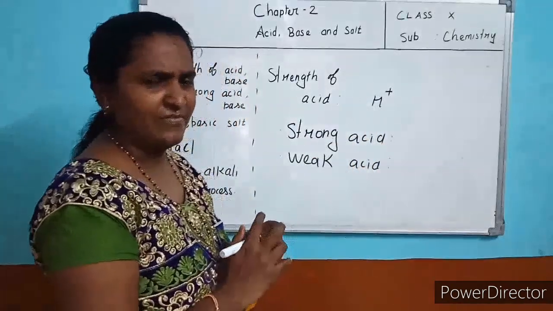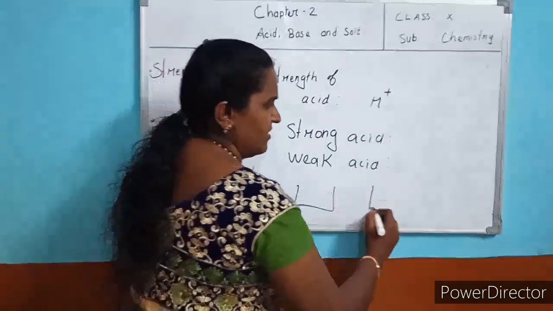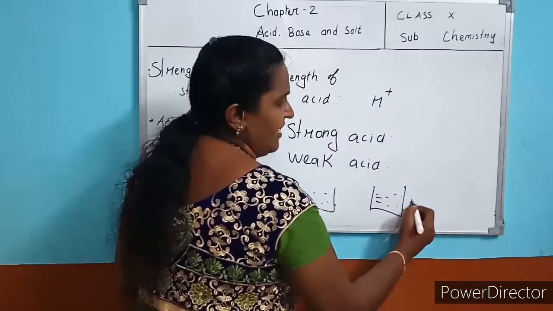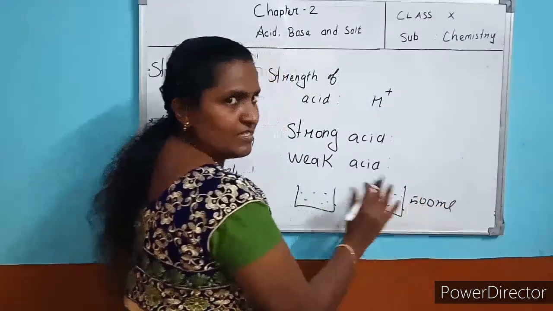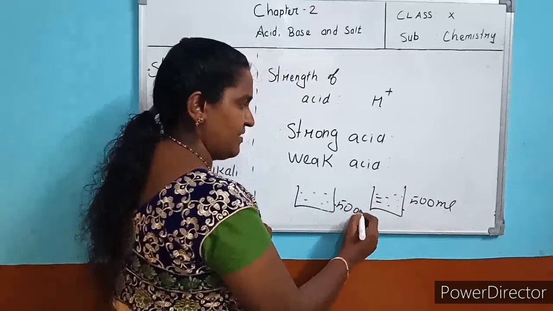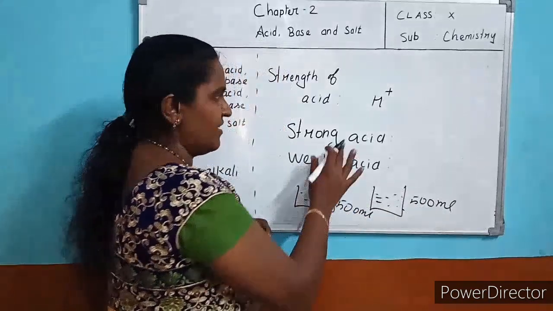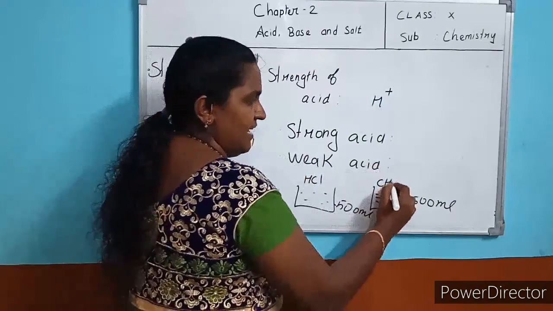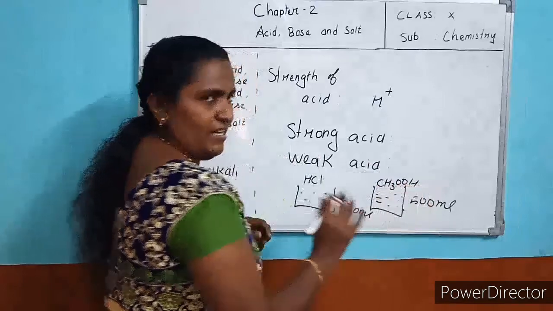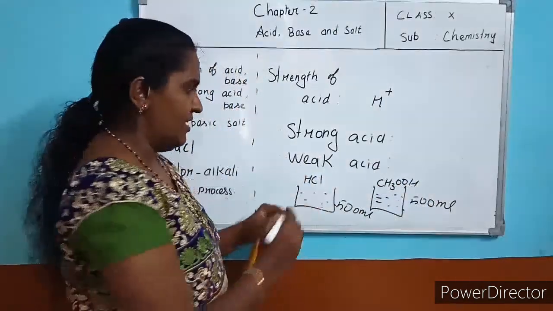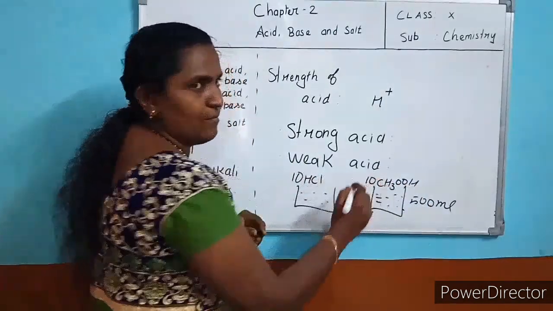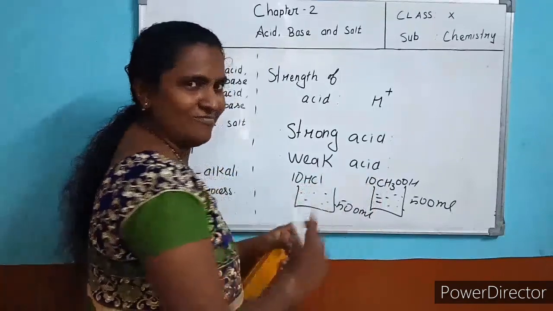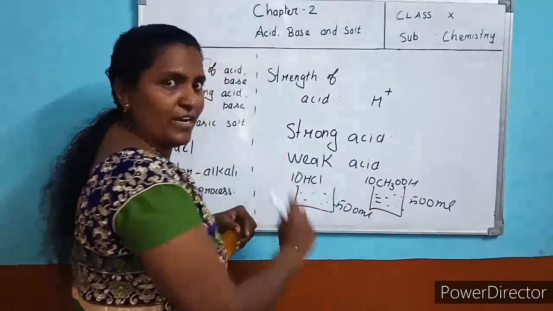For example, take two containers and fill them with 500 ml of water each. Here you are adding one acid, hydrochloric acid. Here you are adding acetic acid. Imagine, I am telling an example. Here you added 10 molecules, and here also you added 10 molecules of the acid. Understand? Now tell me, who is strong? I am telling this is the strong acid.